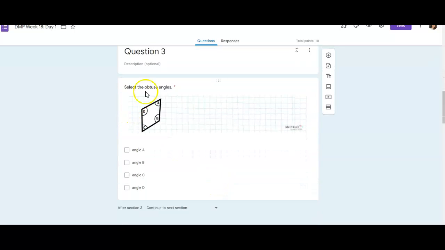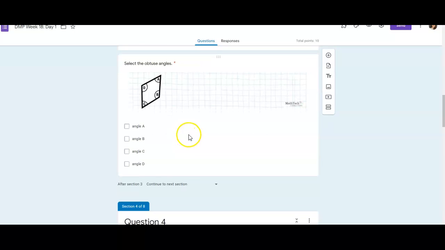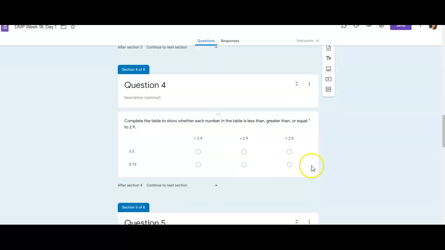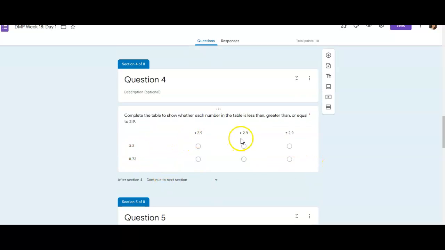Question 3. Select the obtuse angles. Remember, obtuse are greater than 90. They're the big ones. There are 2 obtuse angles in this. Let's see, this is a parallelogram, looking at it. Maybe a rhombus. Complete the table to show whether each number in the table is less than, greater than, or equal to 2 9/10. So 3 3/10, is that less than, greater than, or equal to? 73/100, is that less than, greater than, or equal to 2 9/10?